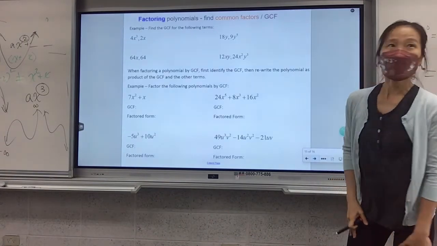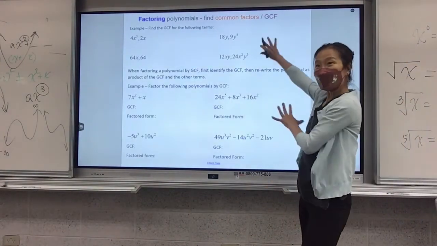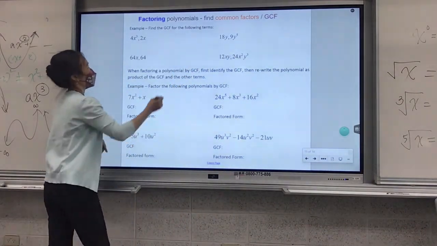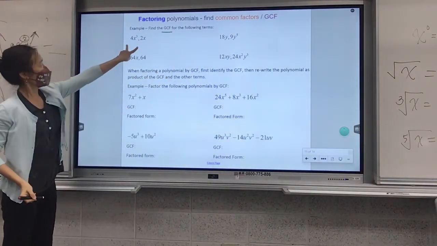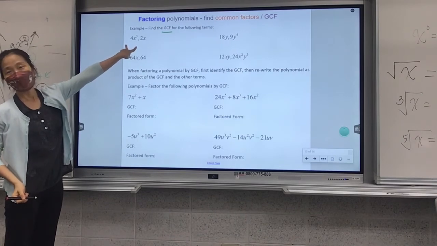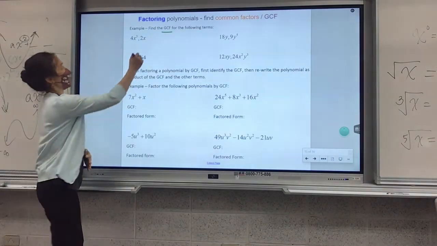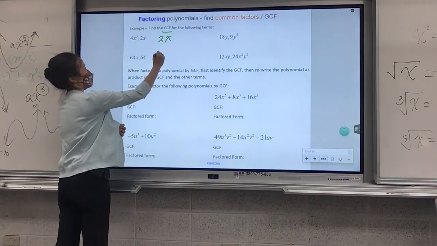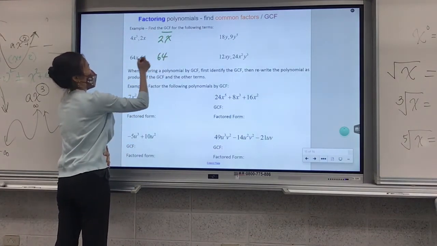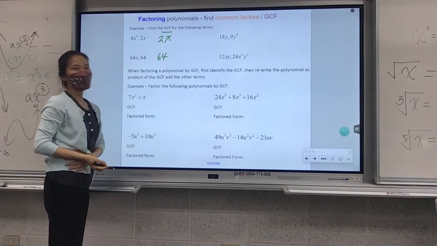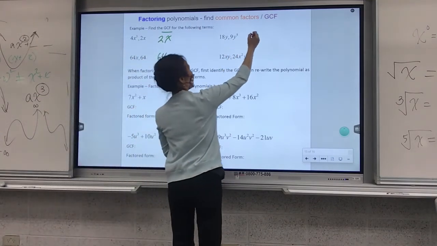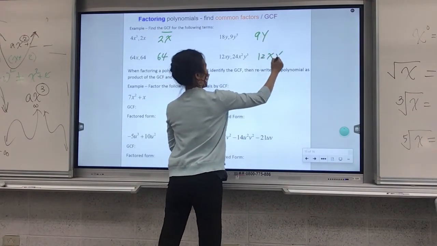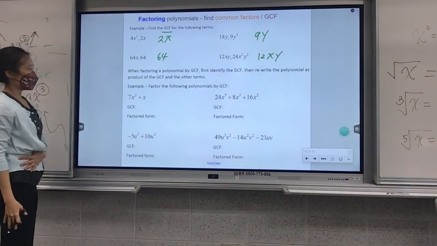Okay, last topic is to look at the common factor. Greatest common factor, not least. Identify what factors they both have. 64, everybody needs to have it. 9y, 12xy.